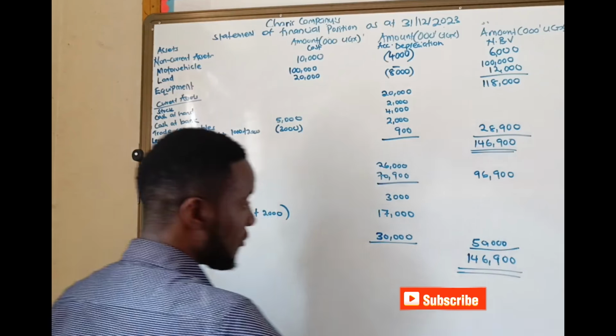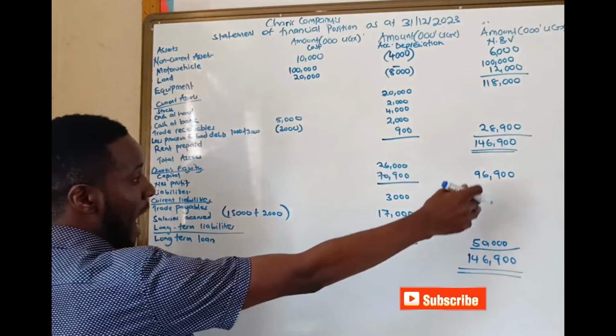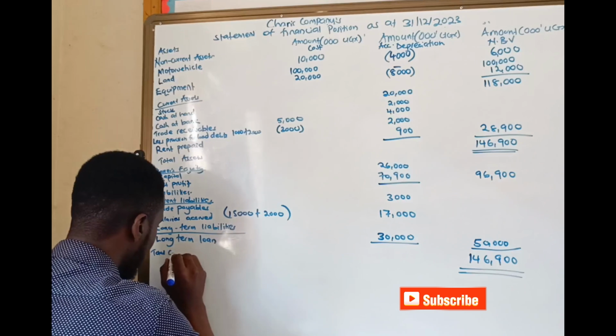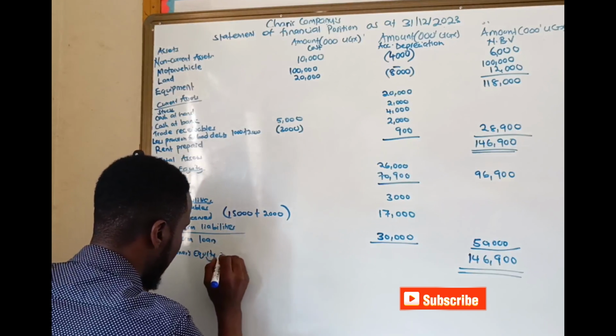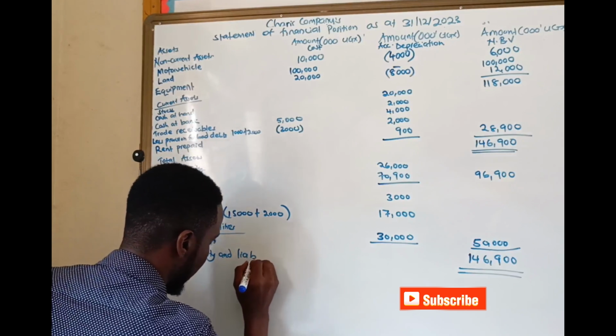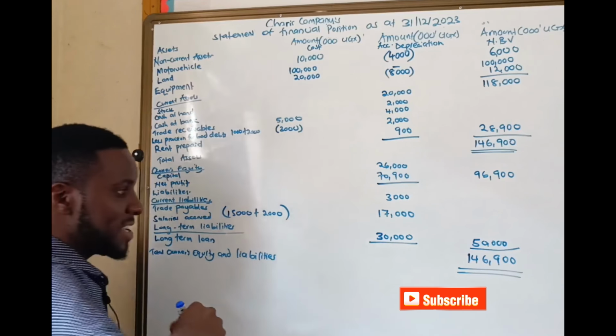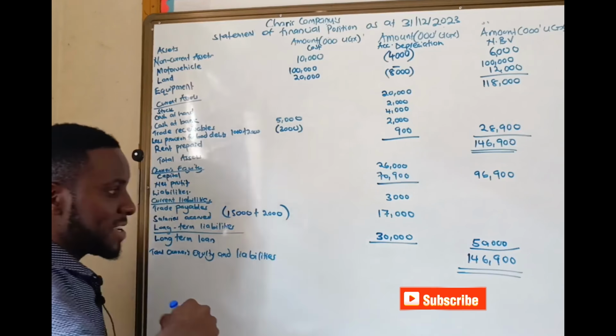we realize that we have a total of 146,900. So, therefore, our statement of financial position has balanced, and this is total owner's equity and liabilities. Meaning, our statement of financial position has balanced, meaning we entered all our entries right in the income statement, and so it means this is how the business is functioning. If it didn't balance, that means we made an error somewhere.